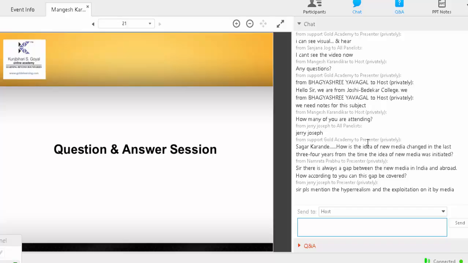There's another question by Namrata Prabhu. Sir, there is always a gap between new media in India and abroad. How, according to you, can this gap be covered? Well, Namrata, there is bound to be this gap.